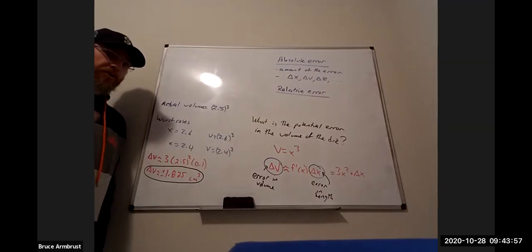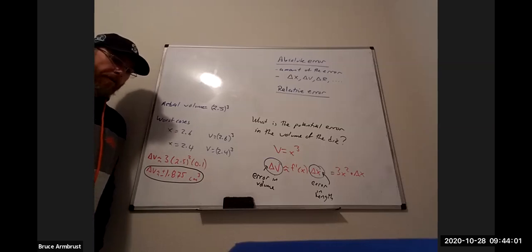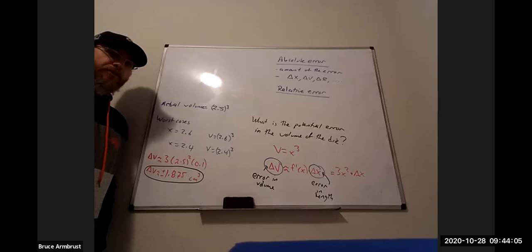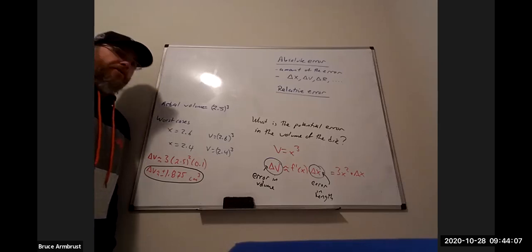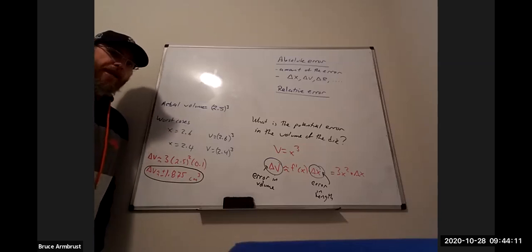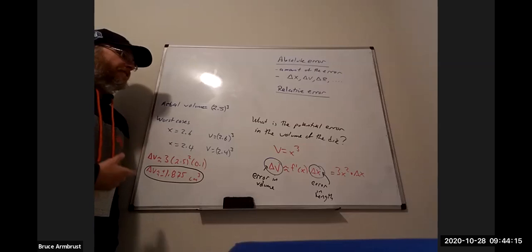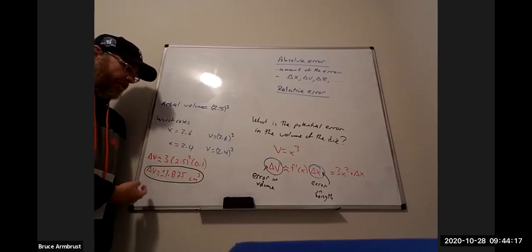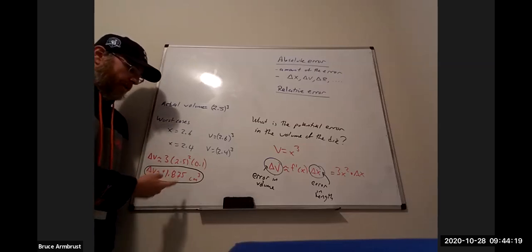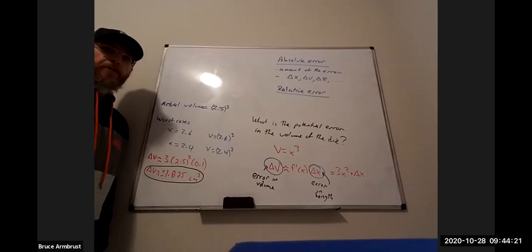And in the science world, this is what we tend to care more about. Relative error is a measure of how bad your absolute error is, because not all absolute errors are the same. For example, we just calculated that the error in the volume of this cube is 1.875 cubic centimeters.